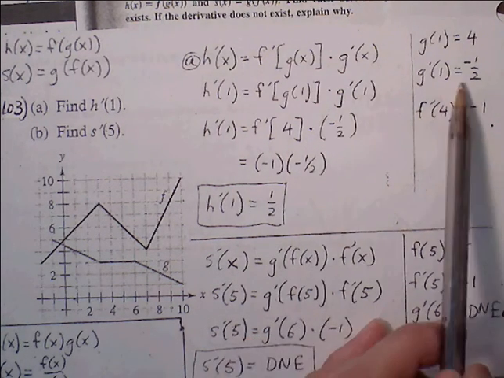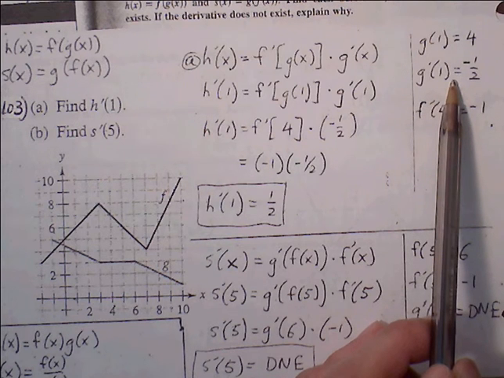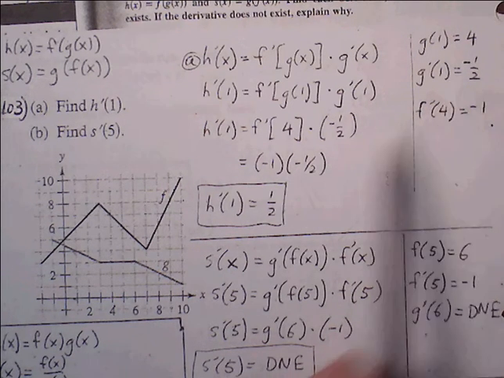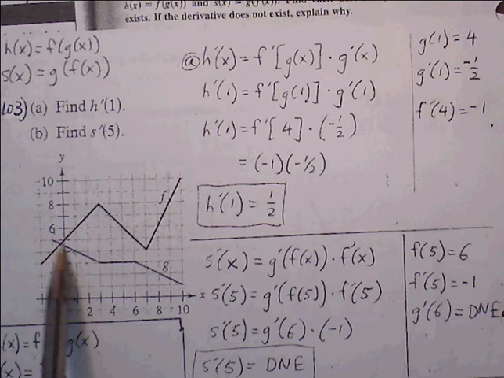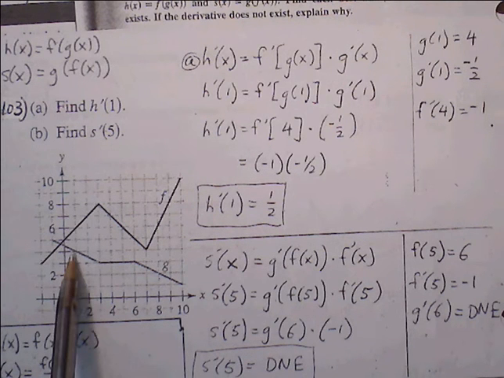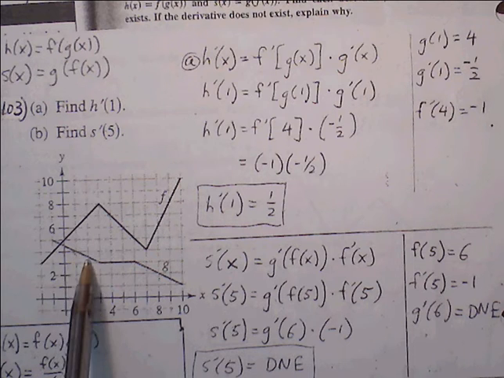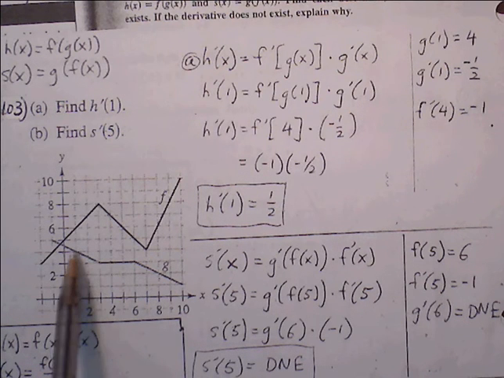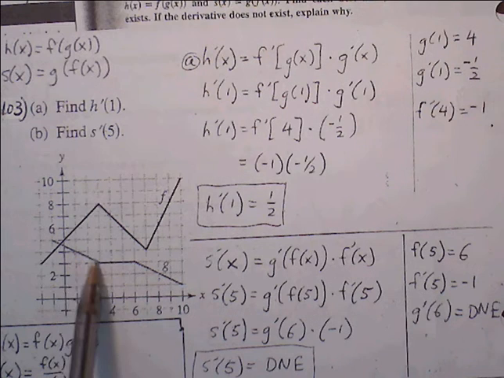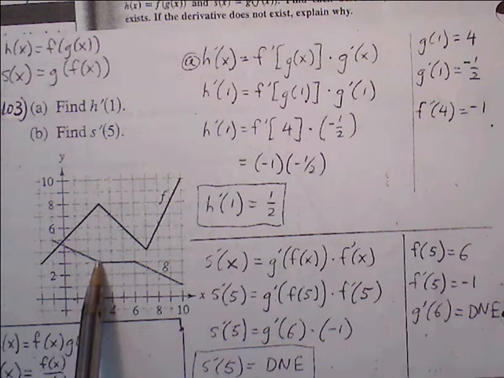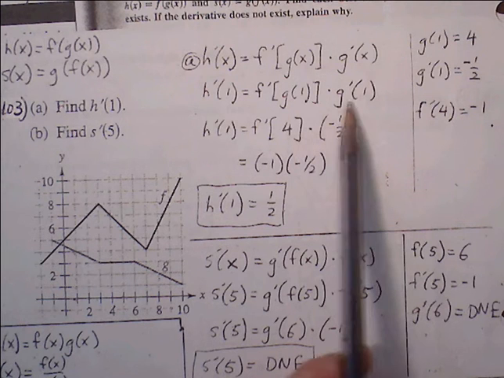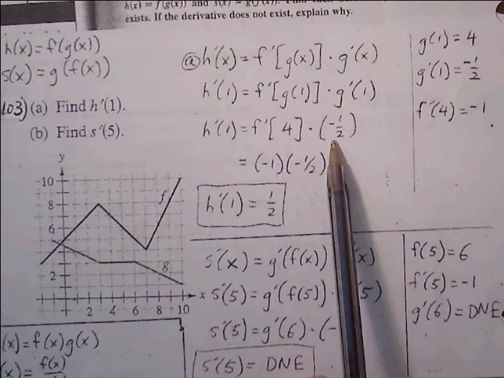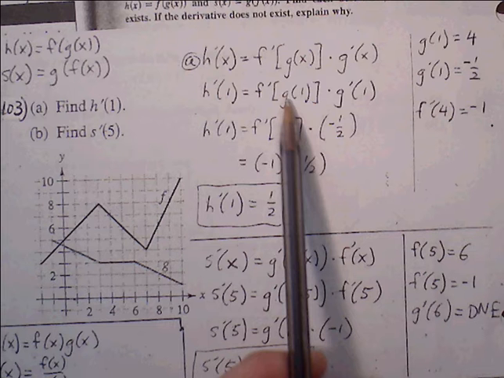G prime of 1 is simply asking for the slope of the graph of the g function at 1. So here's the graph of g. The slope of this graph at 1 is going to be whatever the slope of this line is. We can just choose 2 points on this line segment and find the slope. From this point to this point, we can say down 1 over 2, so the slope is negative 1 over 2. So g prime of 1 is negative 1/2. So we have f prime of 4 times g prime of 1, which is negative 1/2. And then we can continue with the problem.